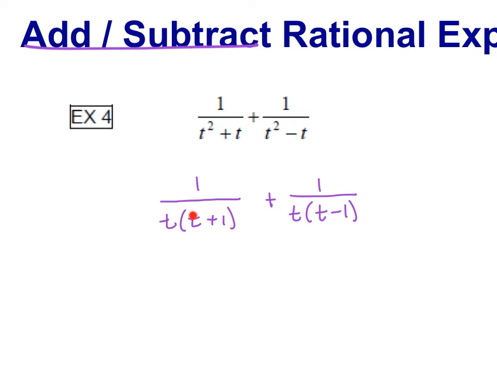I notice this one has a t plus 1, this one does not have a t plus 1. So we're going to go ahead and multiply in a t plus 1 on the top and bottom. Now this one has a t minus 1 that we do not have over here, so I'm going to go ahead and multiply that one in over here. T minus 1 on the top and bottom. And then we rewrite our problem.